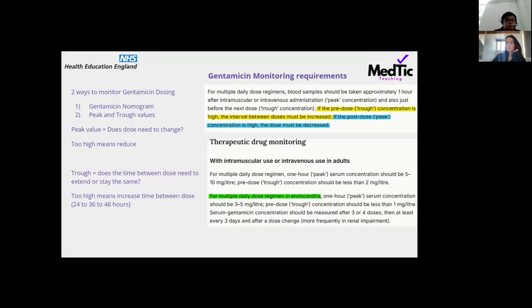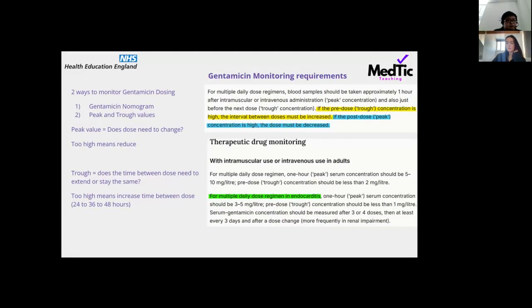Now, you can find these sorts of explanations within the gentamicin page on the BNF when you search a drug, under monitoring requirements. However, to really summarize it in detail, and this is what has helped me prepare as well, peak value basically means, does the dose need to change? If it's too high, we need to reduce the dose.